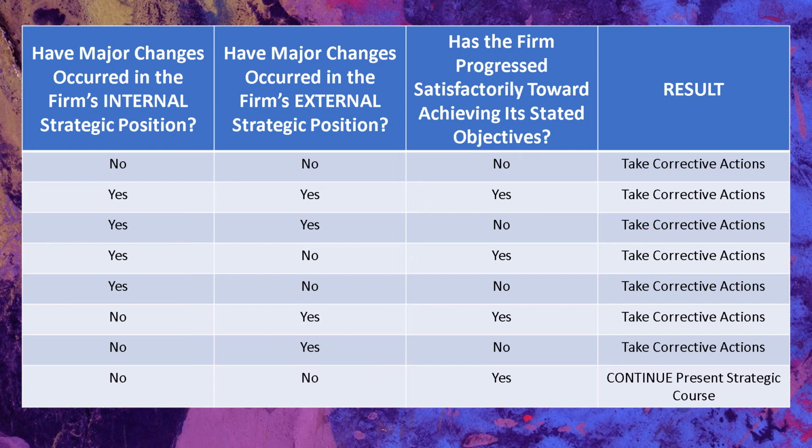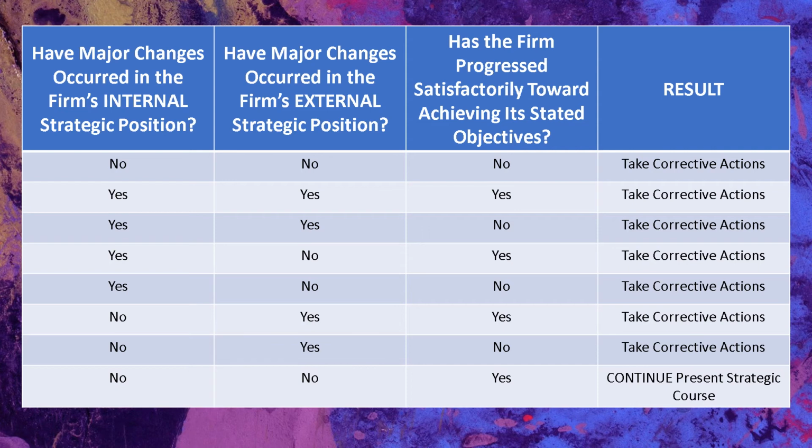Strategy Evaluation Assessment Matrix. First column, have major changes occurred in the firm's internal strategic position? It's answerable by yes or no. Second column, have major changes occurred in the firm's external strategic position? So again, answerable by yes or no. Third column, has the firm progressed satisfactorily toward achieving its stated objectives? Yes or no. Then last is the result: whether to take corrective actions or continue on the present strategic course.